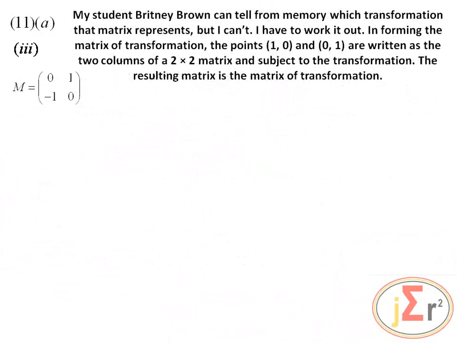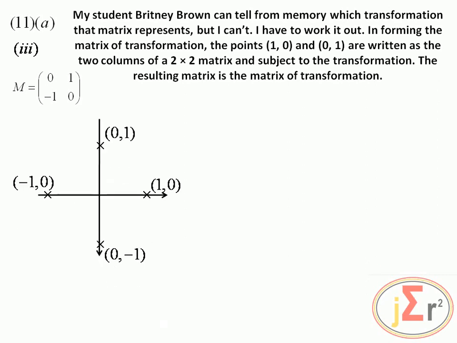My student Brittany Brown can tell from memory which transformation that matrix represents, but I can't. I have to work it out. In forming the matrix of transformation, the point 1, 0 and the point 0, 1 are written as the two columns of a 2 by 2 matrix and subject to the transformation. The resulting matrix is the matrix of transformation. Take the point 1, 0 and take the point 0, 1 and write them as two columns of a 2 by 2 matrix.